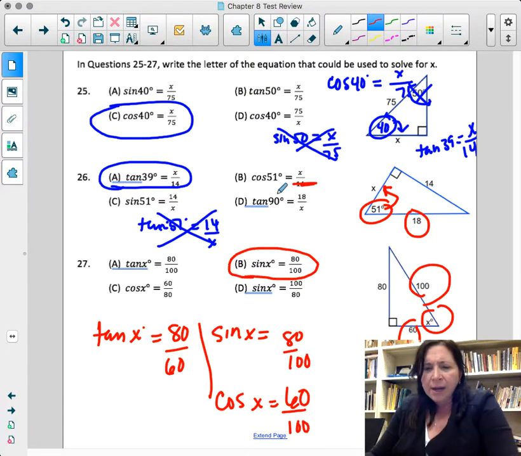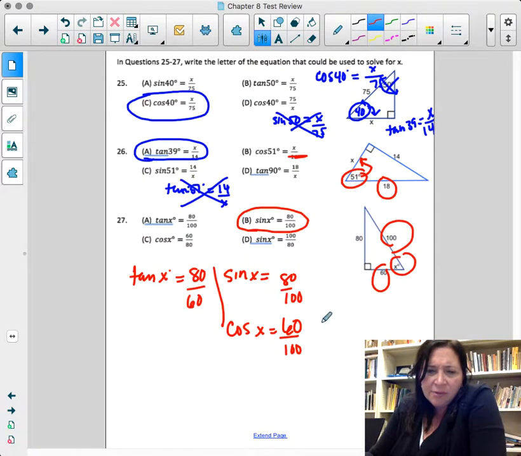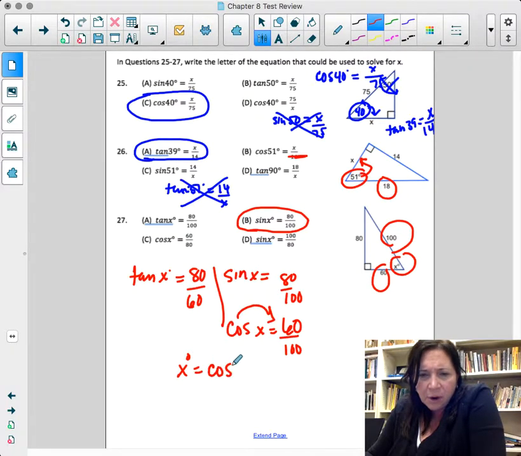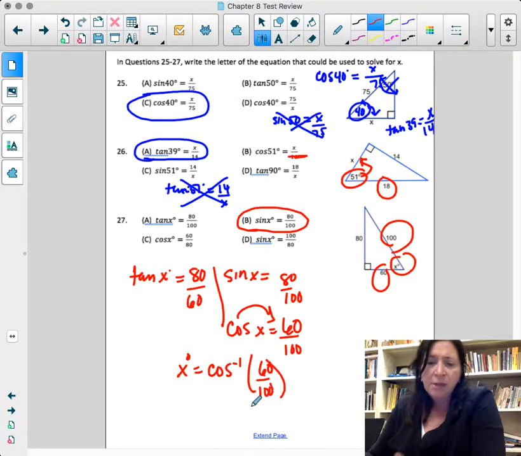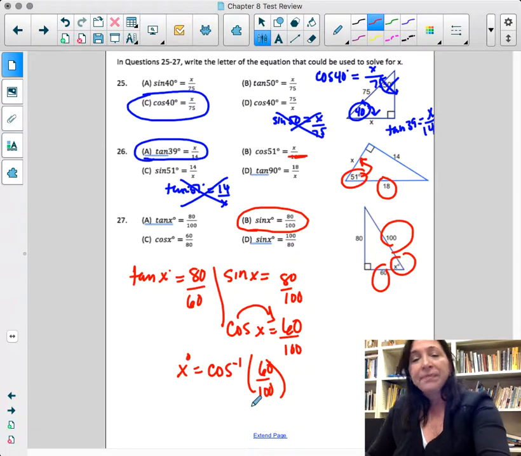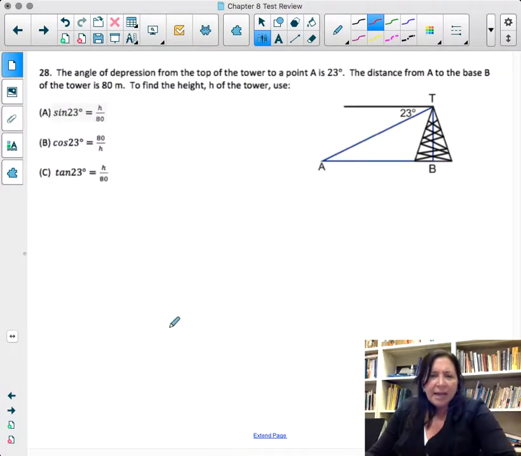Okay. All right. Now, I just want to remind you of something. Let's say this was my answer here, cosine of x, and that was one of the ones they chose. To find the angle, remember, cosine has to go to the other side. That's going to become arc cosine of 60 over 100. Okay, and then whatever that equals is your angle. And this is the last problem.